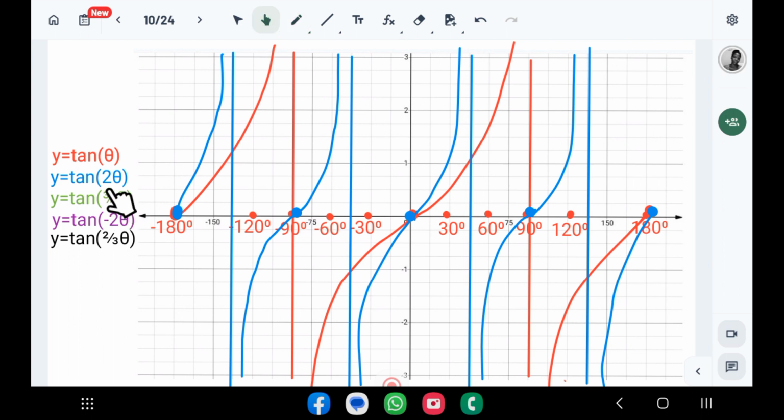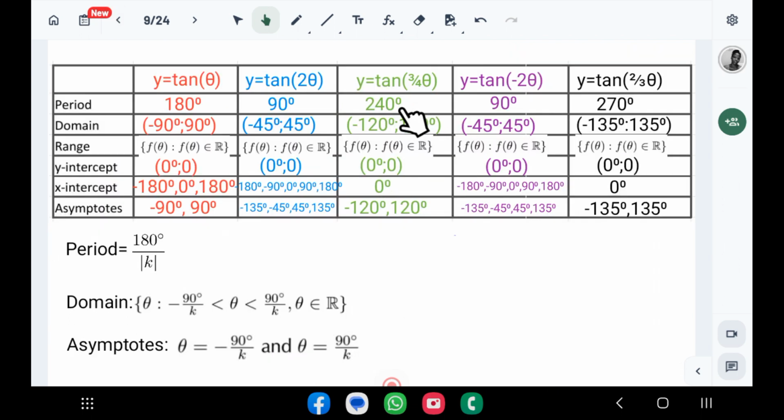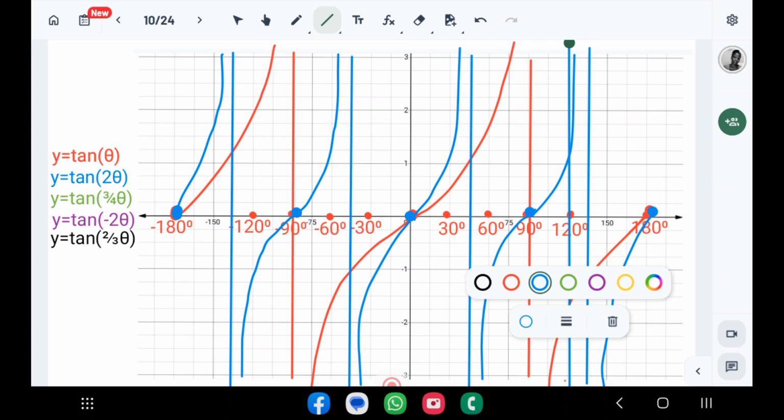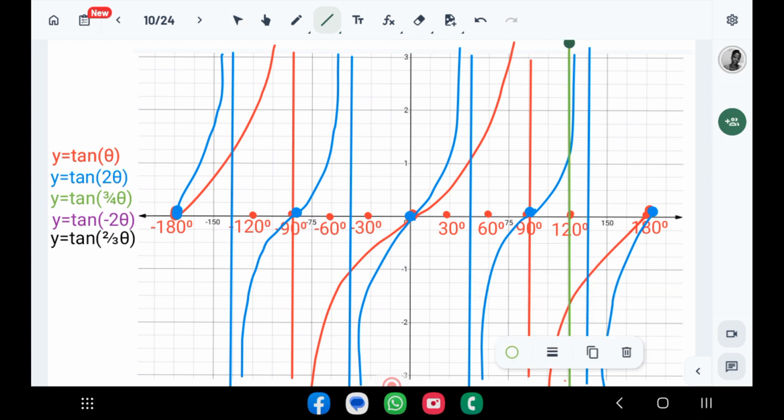Let's now move on to the green graph. Asymptotes first. Okay, the period is 240 degrees. The asymptotes are at negative 120 and 120. Let's go. 120, negative 120. Okay, let's get 120. There is the 120. So we're going to have a green asymptote here. I'm going to change the color. Just be patient. Let's change the color to match the graph we're drawing. So that will be green. And now let's duplicate it on the left hand side. Negative 120. That's where it lands.